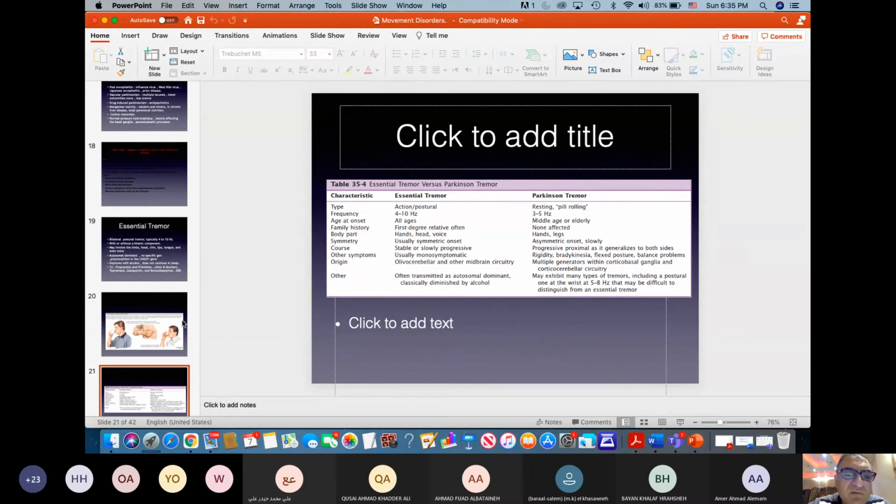This table summarizes the differences between Parkinson tremor and essential tremor. You can go over this by yourself. But the key features, as you see here, action or posture, here resting. And it's faster in essential tremor compared to Parkinson tremor.